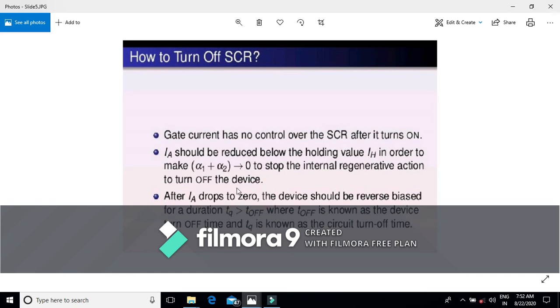After IA drops to 0, the device should be reverse biased for a duration, that is TQ should be greater than T off, where T off is known as the device turn off time and TQ is known as the circuit turn off time, as explained earlier in the turn off switching method.